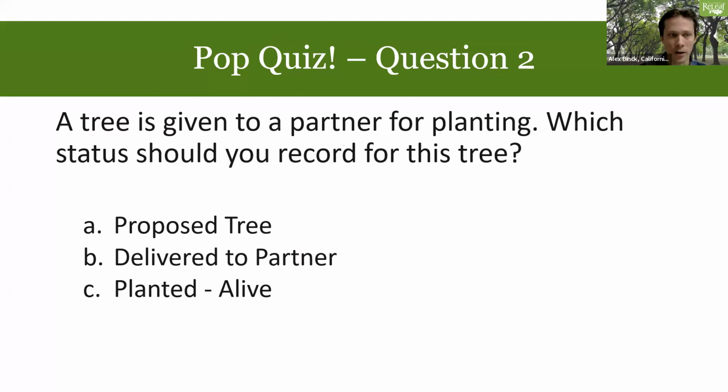Okay, great. So the correct answer, which I think everybody got, was delivered to partner. So again, we don't know for sure that the tree was planted. Now, just from the information in this question, the answer is delivered to partner, right? But if they called you or you went to check on the tree and you saw that it was planted, you could then move it to planted alive once you know that. But the important thing is that if you don't know for sure, we want to stay uncertain about that in our data as well and put delivered to partner.